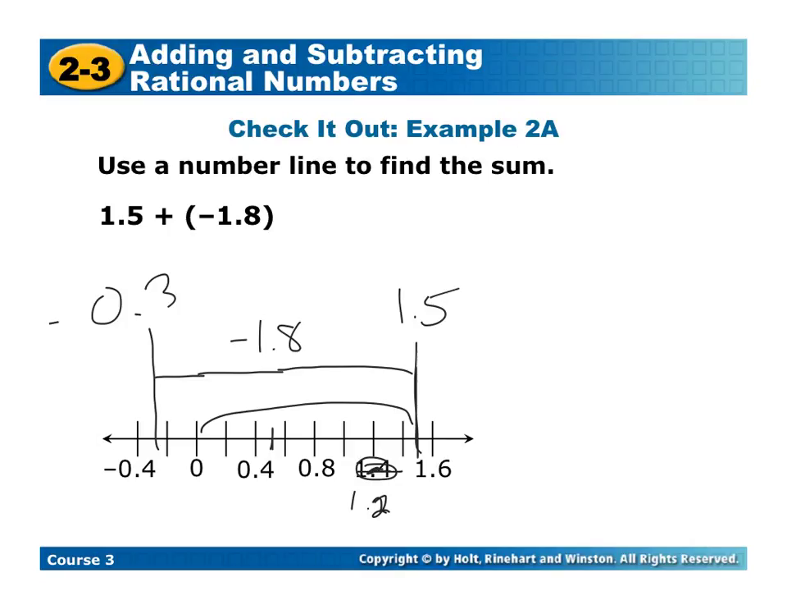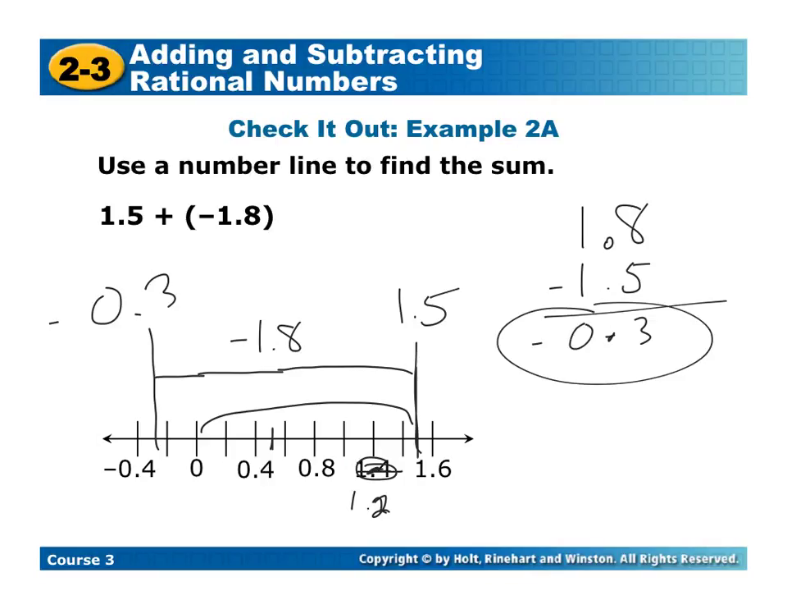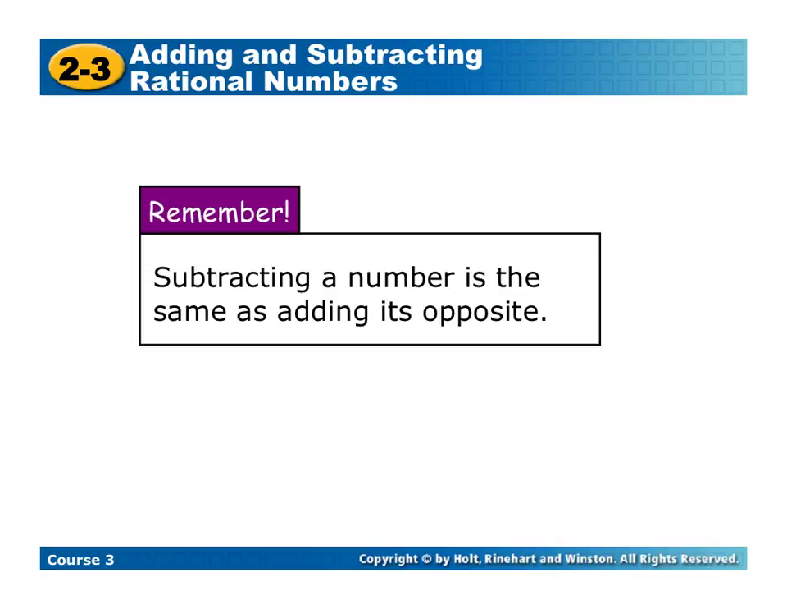Once again, because they're opposite signs, I'm just finding their difference even though I'm adding. So I have 1 and 8 tenths, and I'm subtracting 1 and 5 tenths. 8 minus 5 is 3. But because I'm taking away more than I have, it'd be negative 3 tenths. Just a quick reminder that subtracting a number is the same as adding its opposite.